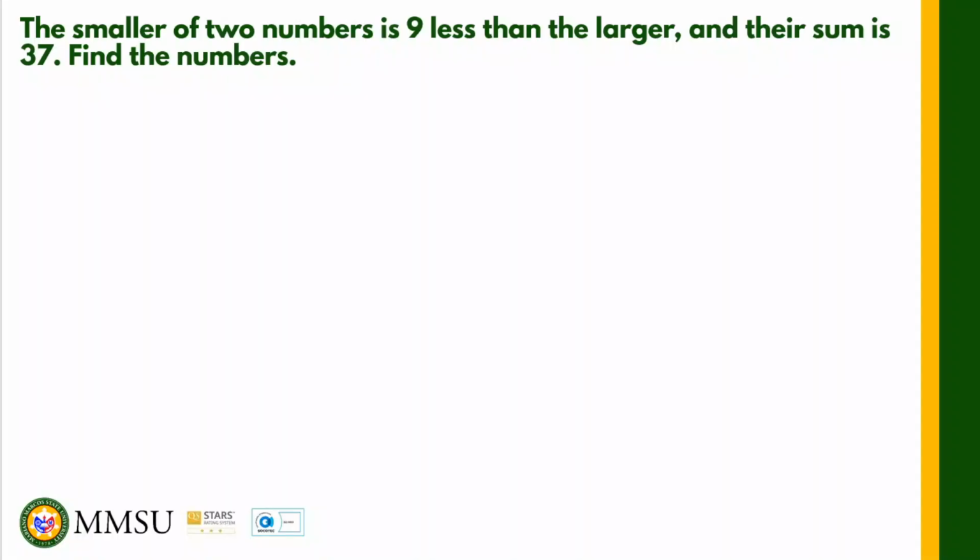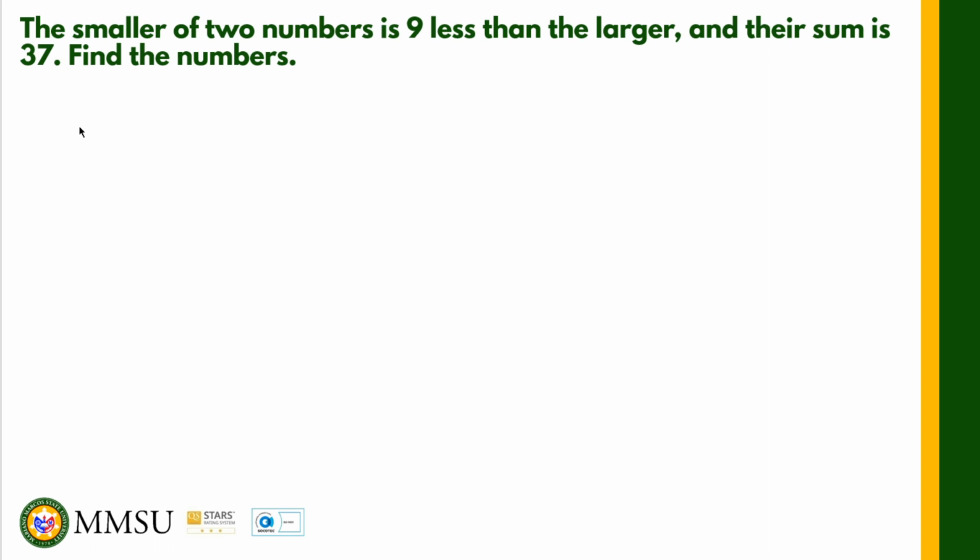For our next example, let us consider this problem. The smaller of two numbers is 9 less than the larger, and their sum is 37. Find the numbers. Okay, so in this specific problem, we are looking for two numbers. So we are going to assign a variable to one of these two numbers. Okay, so we have a larger number and a smaller number.